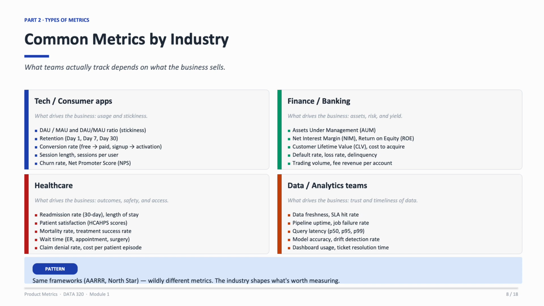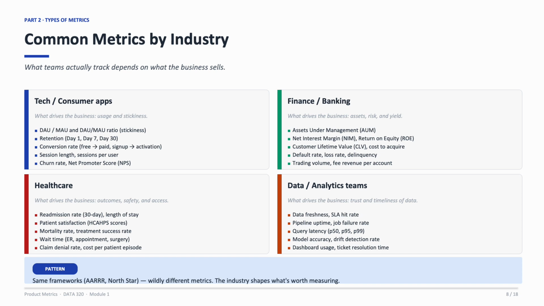The pattern called out at the bottom is the takeaway. We use the same frameworks for metrics, like AARRR and the North Star, but each industry has different, specific metrics. So when you start a new job in any industry, learn the metrics vocabulary first. Ask yourself, what does this business sell? What does success look like to the people who pay us? Those questions point you straight at the right metrics.